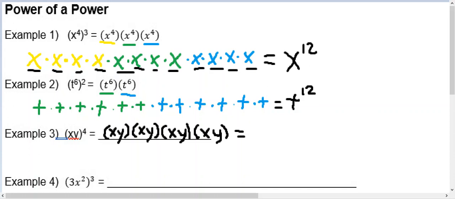We can add up how many x's we have, and I can see here I have 4 x's. And I can add up how many y's, and I can see that I have 4 y's. So if I simplify that, it would be x to the 4th, y to the 4th.